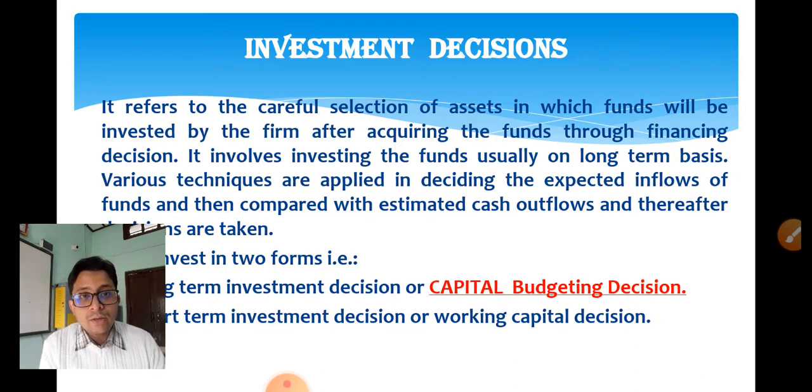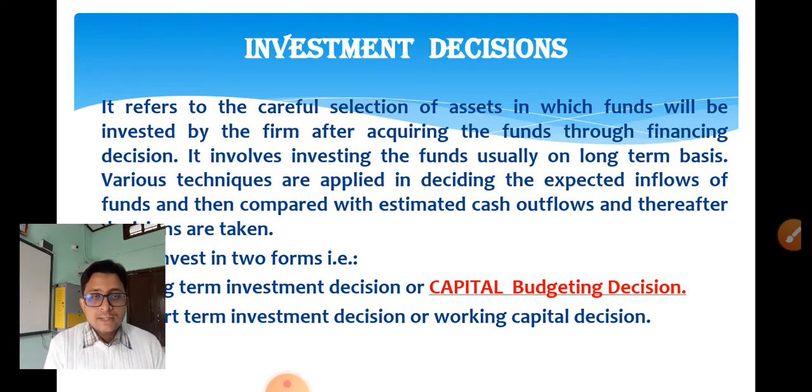Now under investment decision, we need to decide that particular project or that part of the company where we will be investing the funds so collected. Okay. So here you see, it refers to the careful selection of the assets in which the funds will be invested by the firm after acquiring those funds through the financing decision. Under financing decision, we got the amount of money. Now under investment decision, we will be selecting the appropriate project of our own company where we will be utilizing or allocating that amount of money.